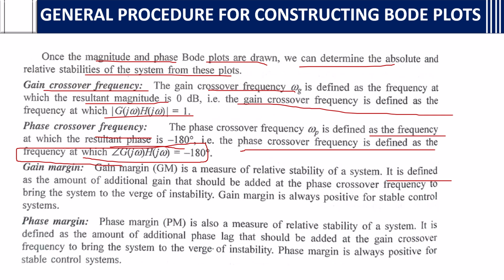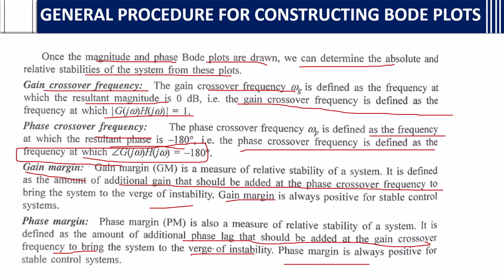You need to remember two things here, I will state the differences. Gain margin is a measure of relative stability of a system, and phase margin is also relative stability. The difference is that gain margin is the amount of additional gain that should be added at the phase crossover frequency, whereas here additional phase lag should be added at the gain crossover frequency to bring the system to the verge of instability. So to not become unstable, what should we do? The gain margin and phase margin should always be positive for stable control systems.